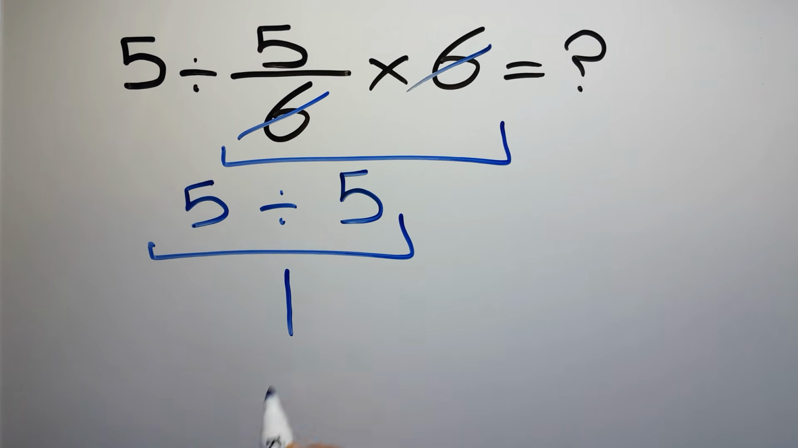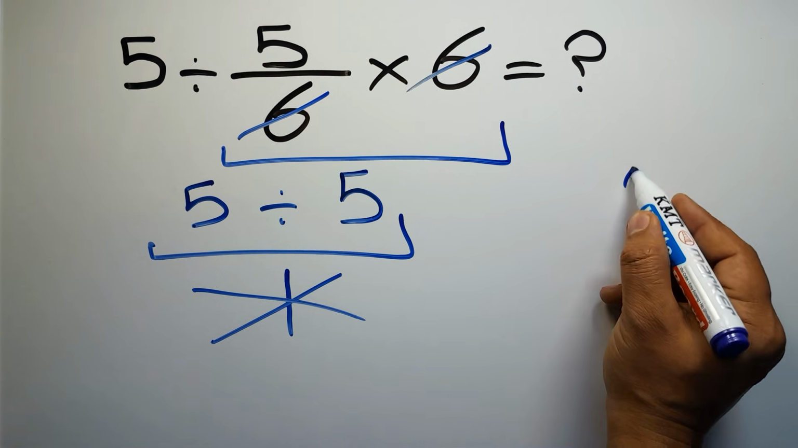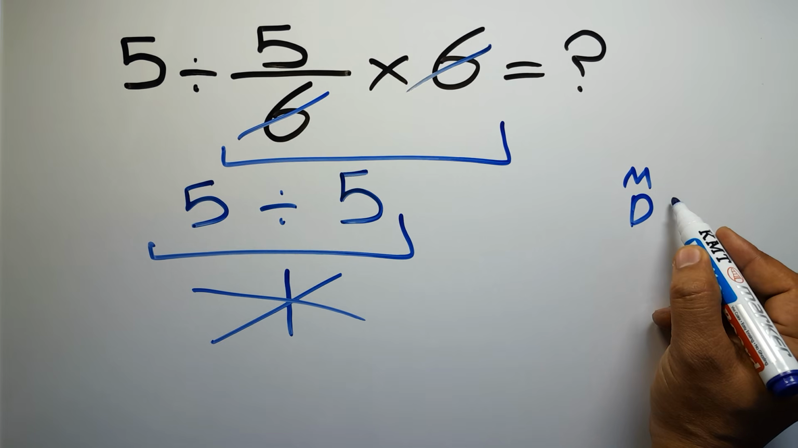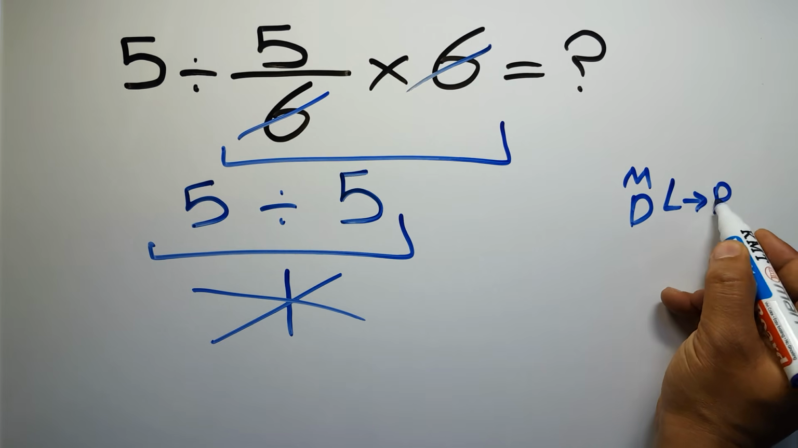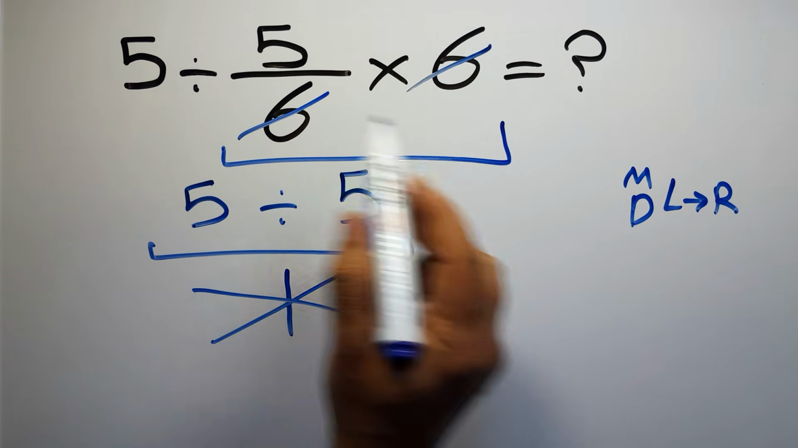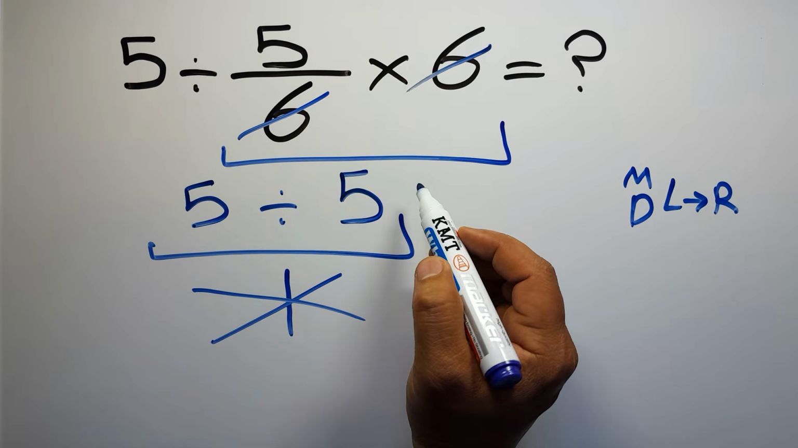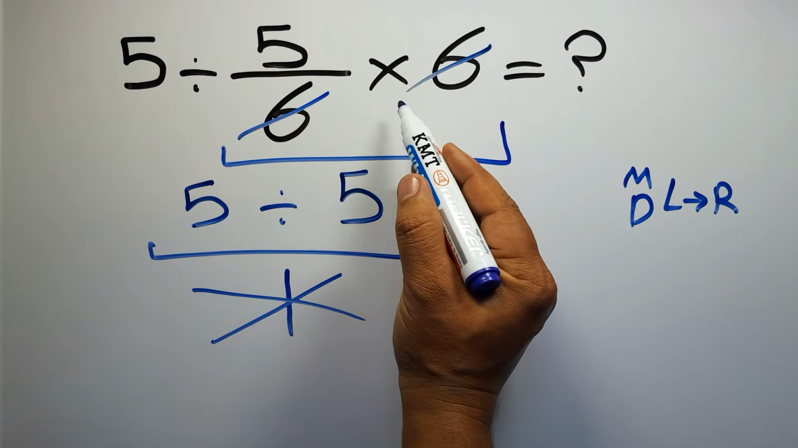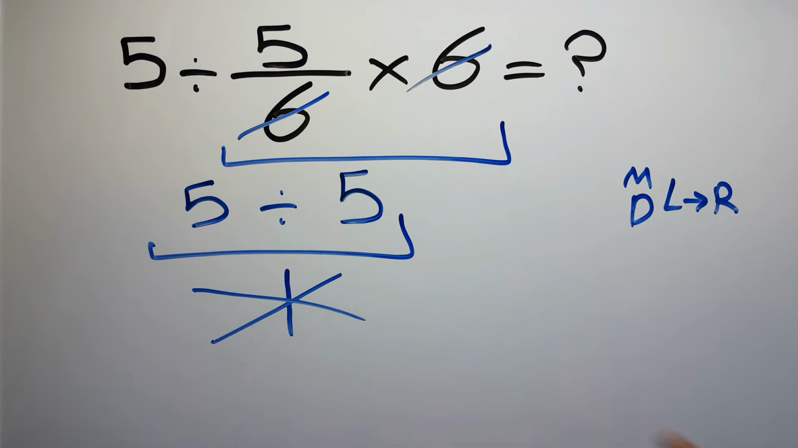equals 1. But this answer is not correct, because according to the order of operations, multiplication and division have equal priority, and we have to work from left to right. So here first we have to do this division, then this multiplication. If we do this multiplication before this division, it is wrong.